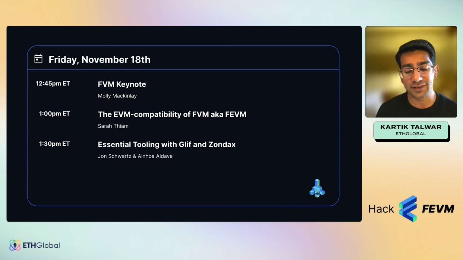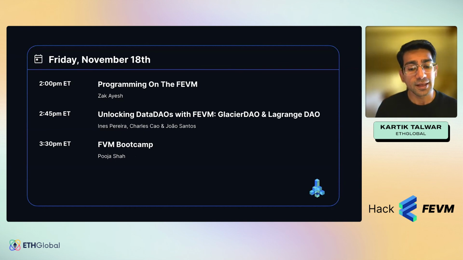We're going to talk about Glyph and Zondex on just how do you make tooling even better to make sure you are able to really build cool things and quickly with John and Noah. And Zach's going to talk about just what it looks like to program on FEVM and how you get to just go get started quickly. And then we're going to bring on a lot more people to talk about Glacier DAO, Lagrange DAO, and the boot camp that we're doing to get all of you more involved in this ecosystem, with Pooja closing off today's summit.